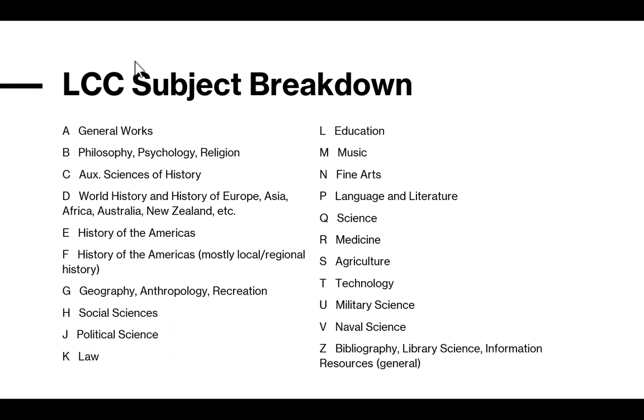Library of Congress. So already you can see we have a lot more main overarching subjects in Library of Congress. In fact, there are 4 different letters, 4 of them dedicated to history, C, D, E, and F. So you can see that once again, we start off with general works, which is the same thing as generalities in A, all the way to Z, which is bibliography, library science, and information resources.